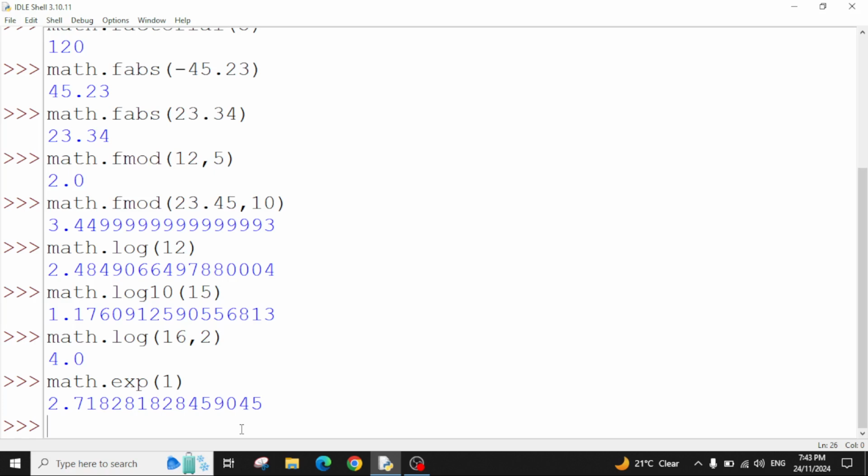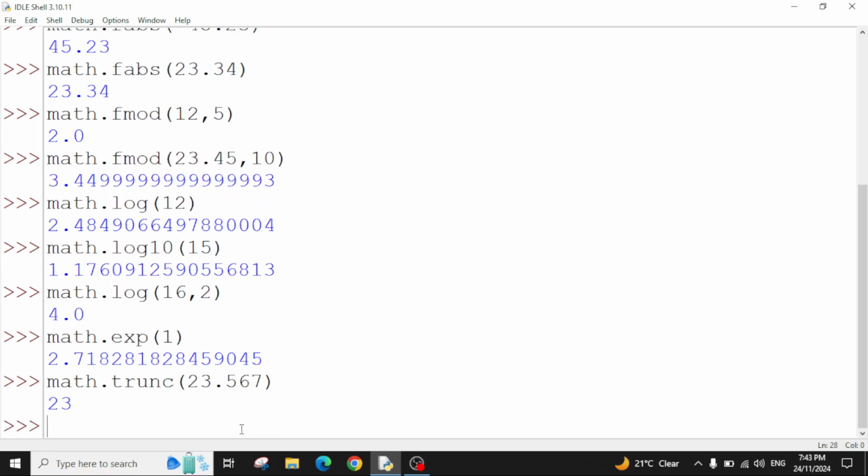The next function is the truncate function. So math dot trunc and write down the number, say 23.567. So it truncates the integer part and it ignores the fraction part. So only the integer part is maintained, that is 23 is maintained, and 0.567, which is the fraction part, is ignored or discarded.